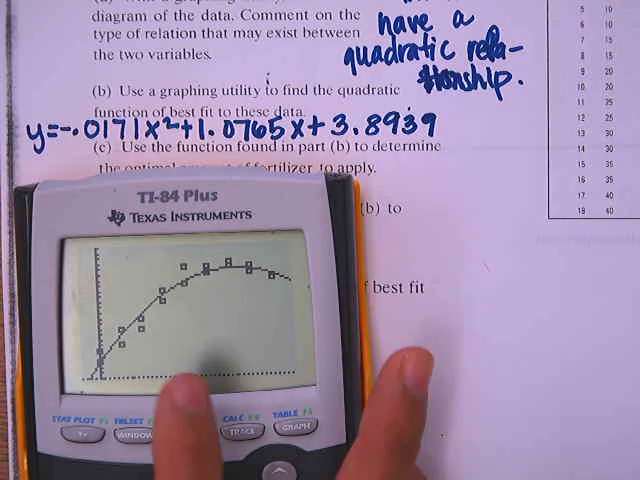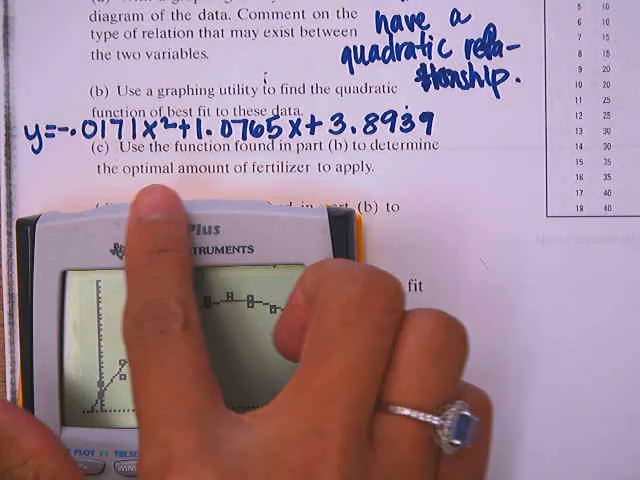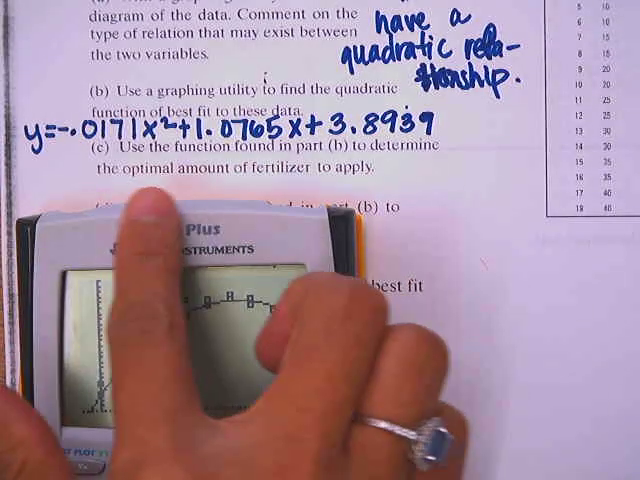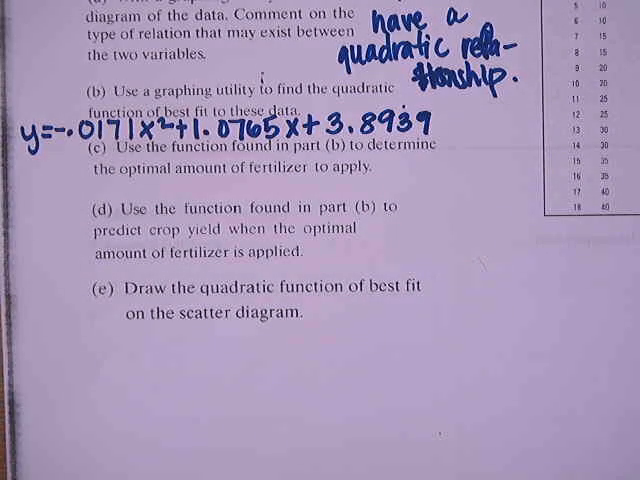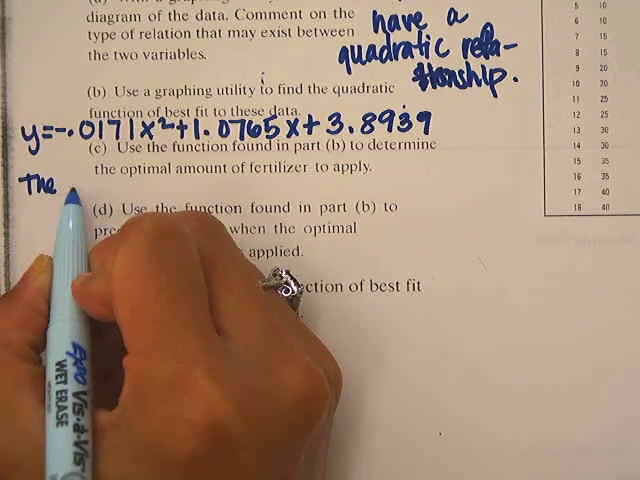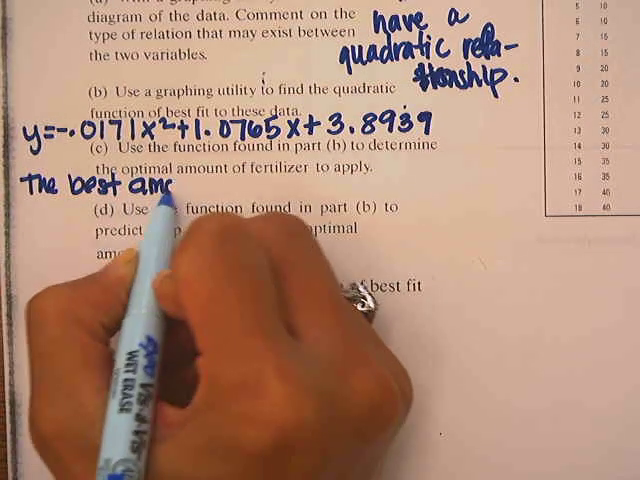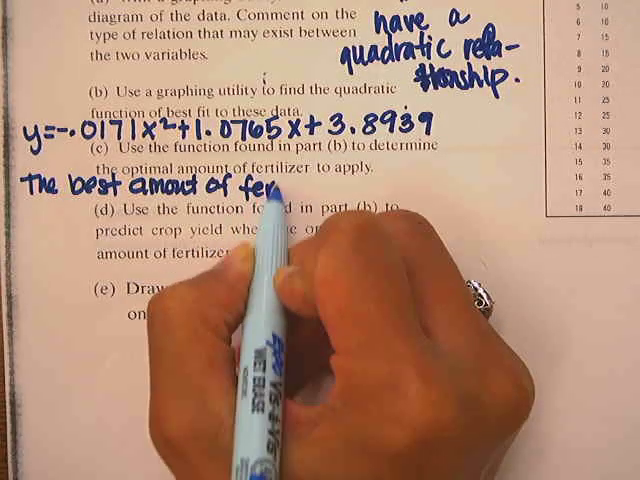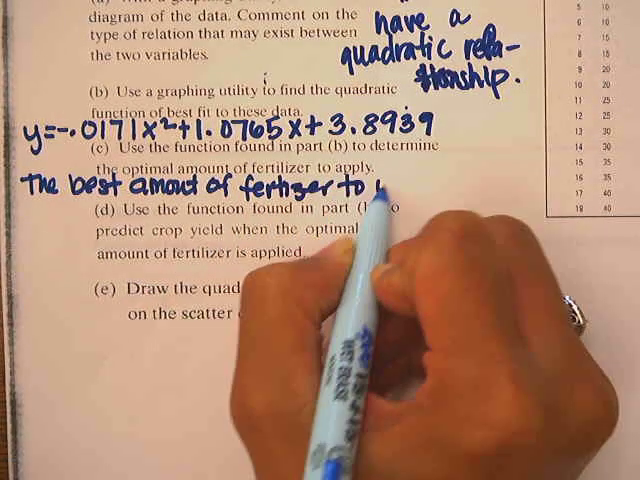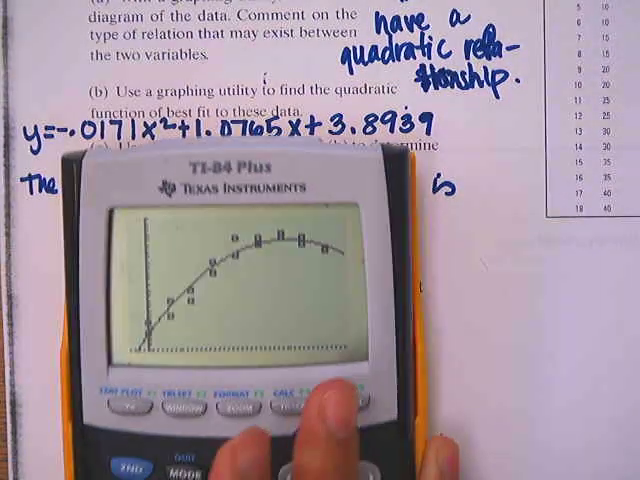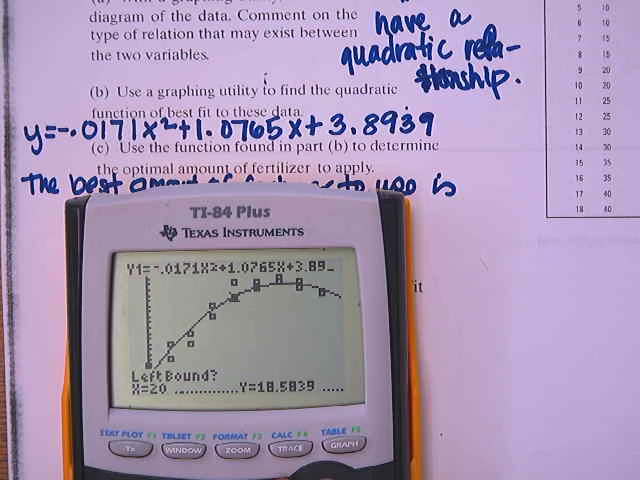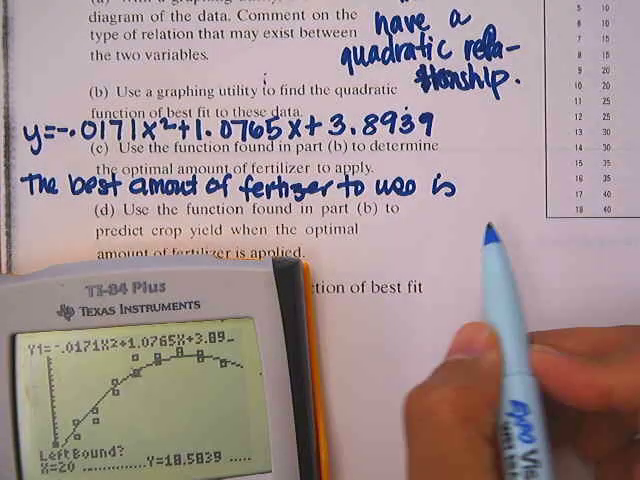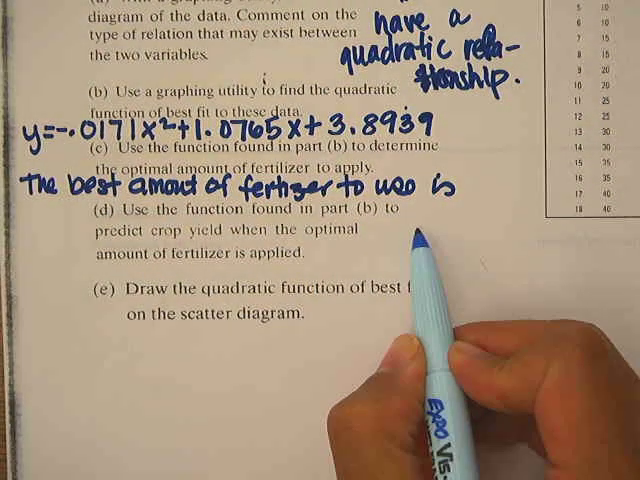Okay, so now part C says use the function from part B to determine the optimal amount of fertilizer to apply. The word optimal is what's the best amount of fertilizer to use. The best amount of fertilizer to use is, okay, let's check it out. That means I want my max, second trace, max. Okay, go ahead and do that for me. Left bound, right bound, and I do expect you to write the answer, so go ahead and fill that in.